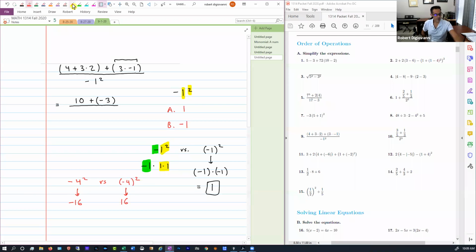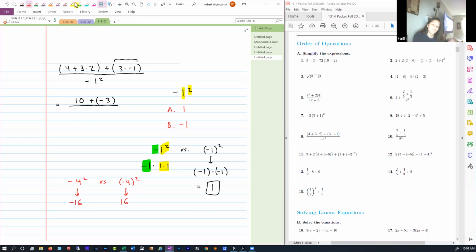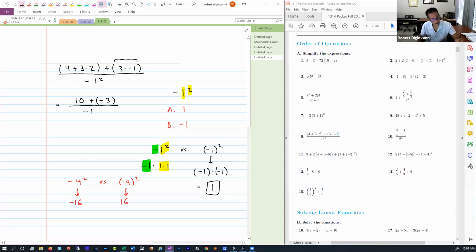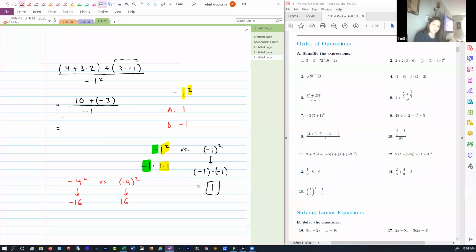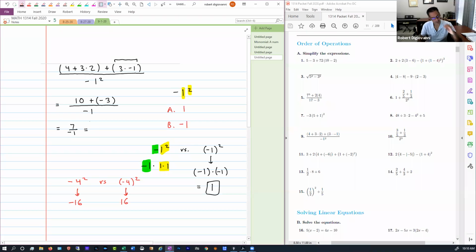All right. So with that said, Faith, we'll just let you finish this off. The denominator there is what? -1. Okay. Now let's go ahead and put the numerator together. So Faith, when you do 10, you add -3, what do you get? 7. So 7 over -1. And that can be turned into just -7, because a positive divided by a negative is just negative.